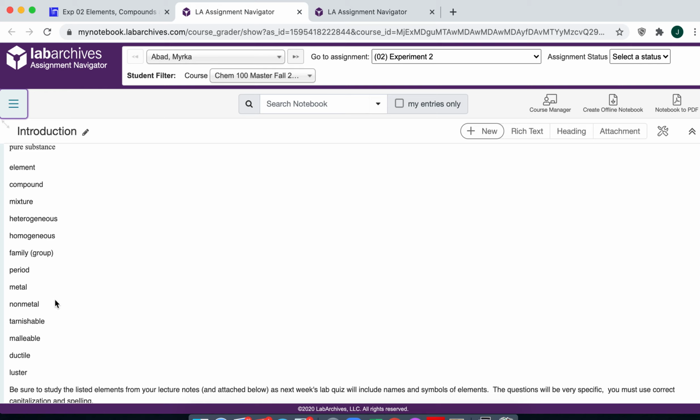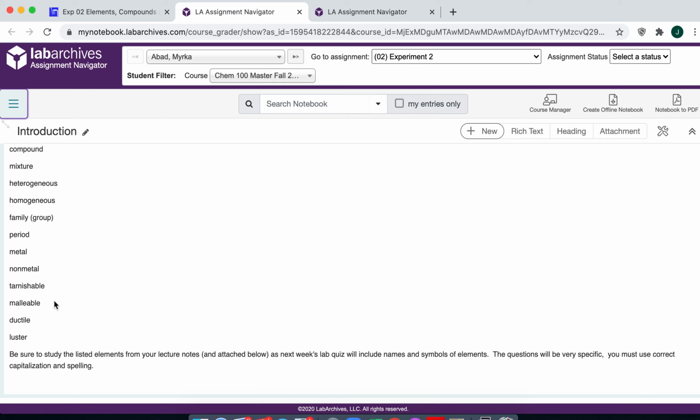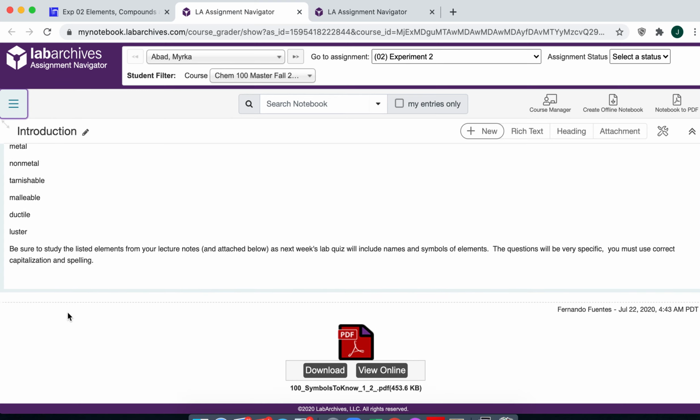metals and non-metal elements. Tangible, malleable, ductile, and luster. These are 4 properties of metals. We also have a list of properties of non-metal elements. You're going to see them later.